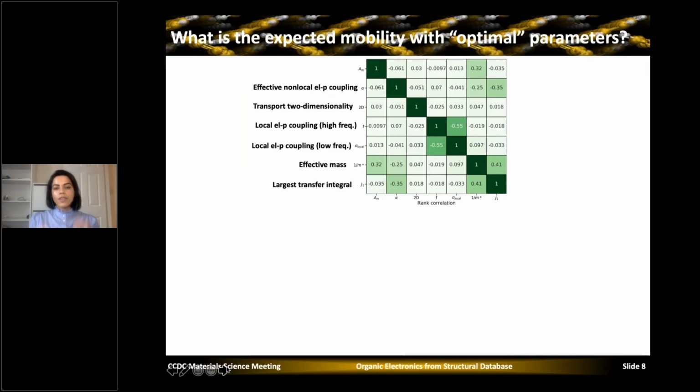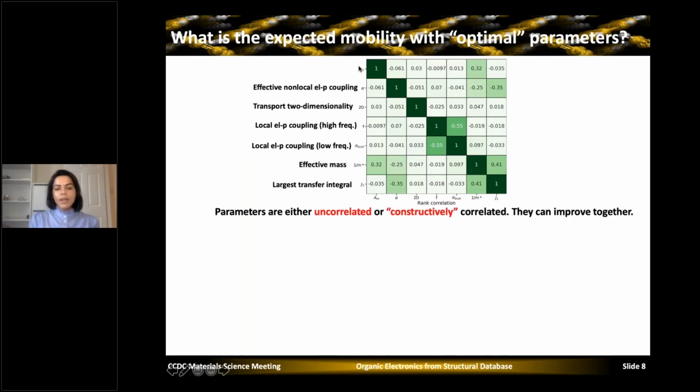So at this stage, we had a collection of high mobility materials and we had an understanding of what are the parameters affecting the mobility. So the ultimate question was to have an estimation of what is the achievable mobility in this materials class. To answer this question, in the first step, we computed the correlation between the parameters. Sorry, here I'm missing the label, so it should be molecular area.